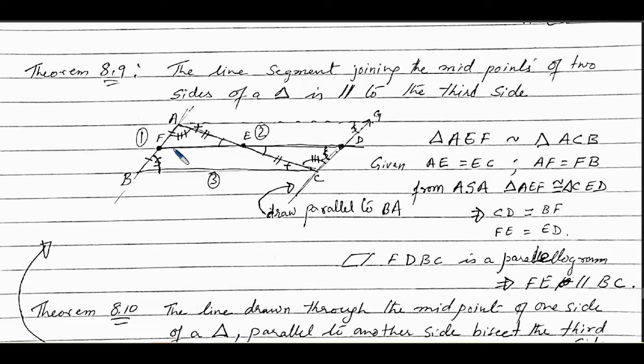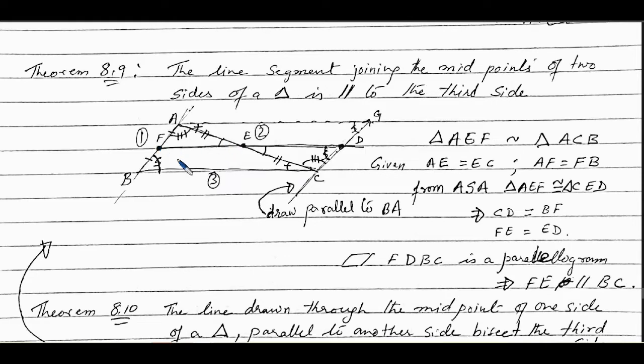ABC is a triangle. Take the midpoints of two sides. If I join them, the third side will be parallel to FE. If I join from this arm of the triangle to the midpoint of the other arm, this line will be parallel to this side.